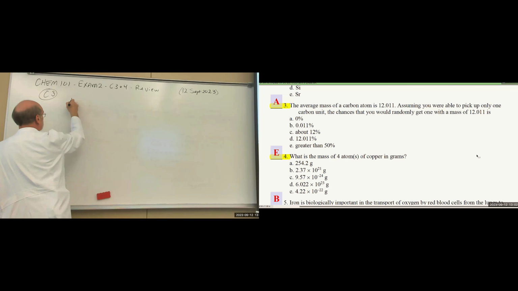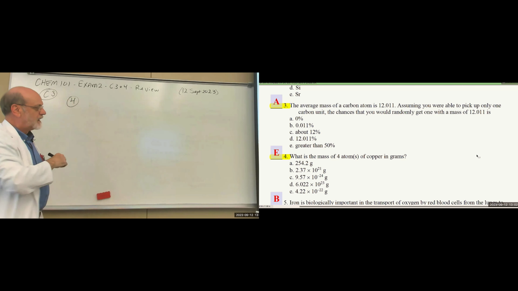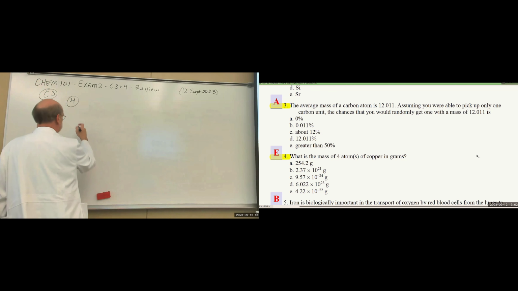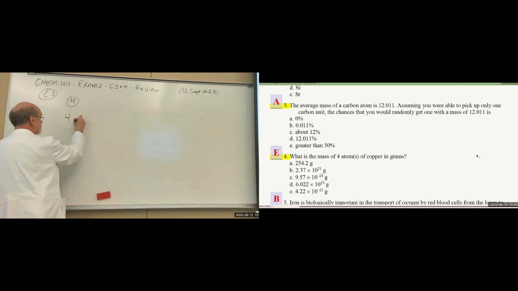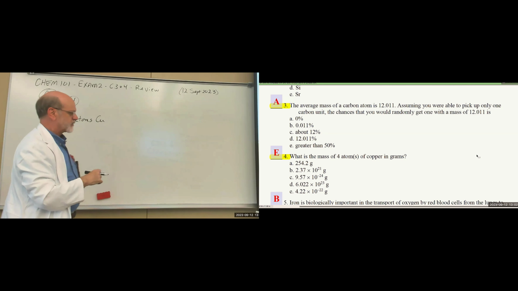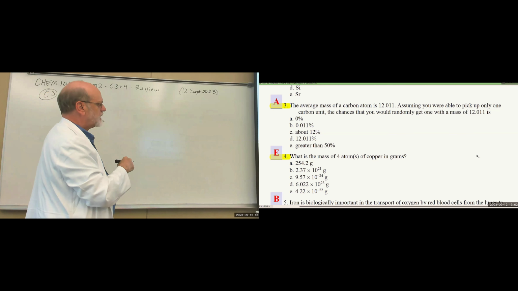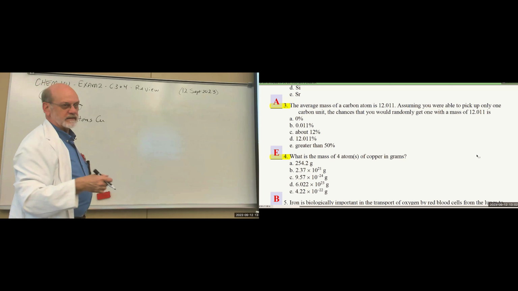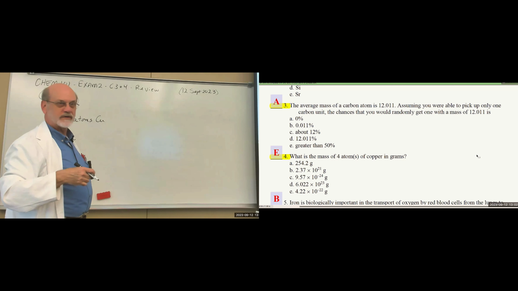4. Right. What's the mass of 4 atoms of copper in grams? So we're starting with 4 atoms of copper. And let's look at the answer. Yeah, okay, they're grams. Well, we know A is not going to be it. 254.2 grams.